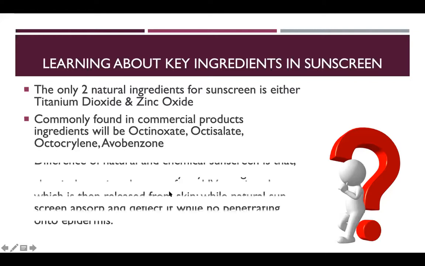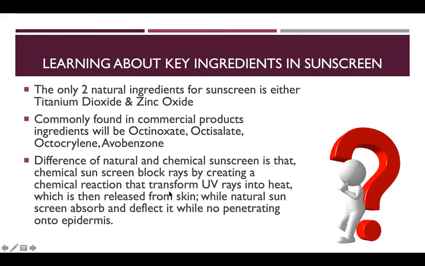Okay, and then the difference between the both of the ingredients is that chemical sunscreen actually blocks rays by creating chemical reaction that transforms UV rays into heat, which is then released from skin. This means when the UV ray actually shines on your skin, the chemical reaction actually occurs on your skin, okay, and then it will actually repel the UV rays out. That's the purpose of a sunblock.